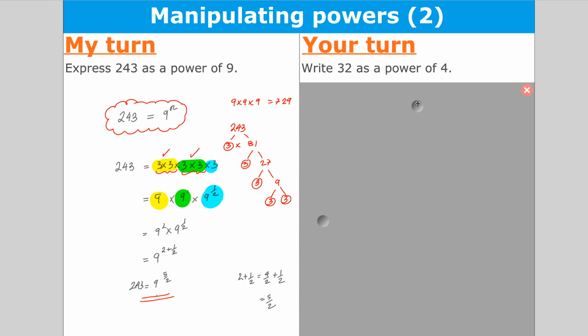Athera, 32 is 2 to the power of 5. Great stuff, but we were asked to write it as a power of 4. So have another go at that. We need our power to be 4. Totally get why you did that. Have another crack.